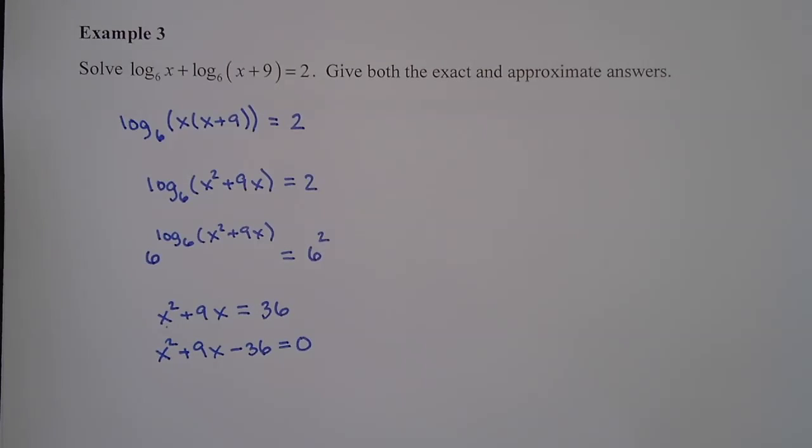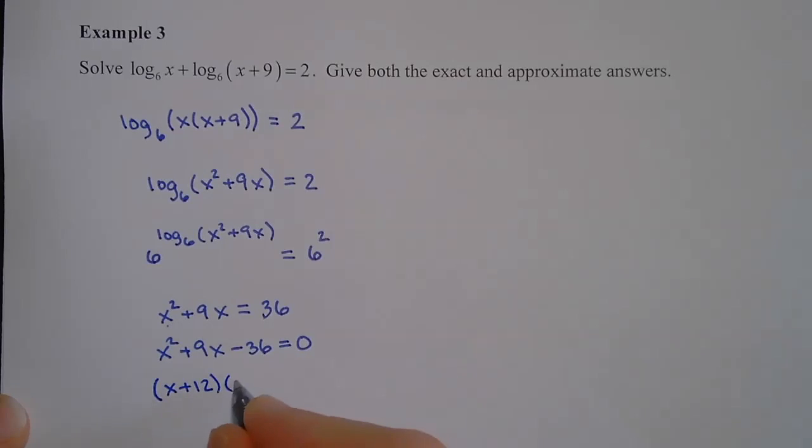And if the 3 was negative, 12 times negative 3 would give you negative 36. And 12 plus negative 3 would give you positive 9. Okay, so there we go. That's what we're going to use to factor this. This can be rewritten as x plus 12 times x minus 3 is equal to 0, okay?